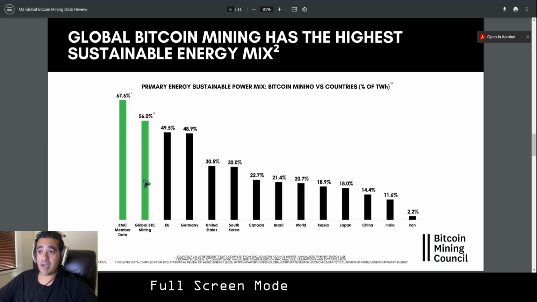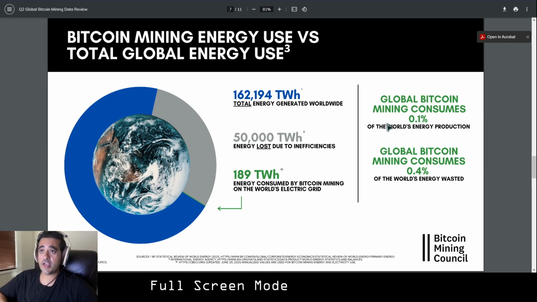The global Bitcoin mining is now up to 56%. So basically, you're seeing that a large portion of the Bitcoin network is already using sustainable energy. And on top of that, you're seeing that the Bitcoin Mining Council is a nice, healthy 11.6% above the rest of the network as far as their sustainable energy mix. Move forward. This chart here shows Bitcoin mining energy use versus total global energy use.